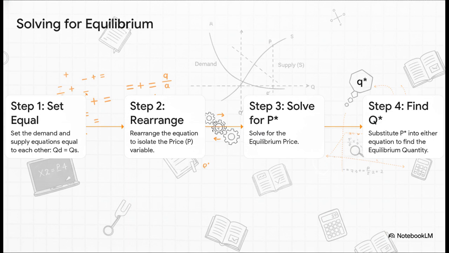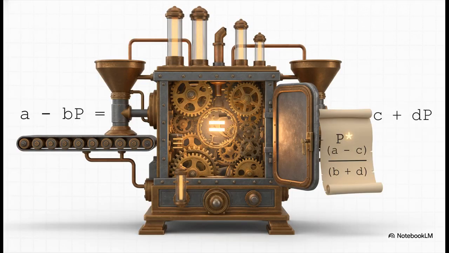We start by stating the fundamental condition. Demand must equal supply. And then we just use some basic algebra to find our two magic numbers, the equilibrium price and the equilibrium quantity. And this is the engine of the whole operation.